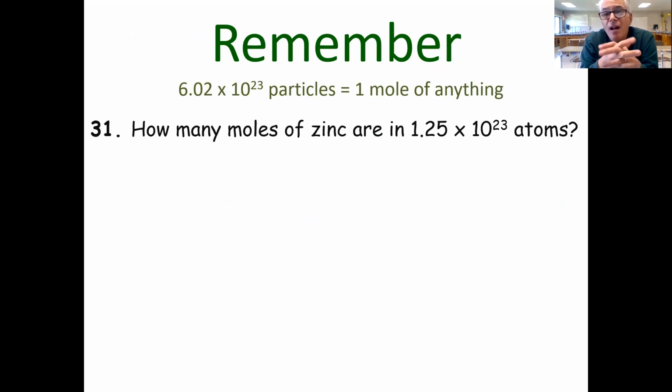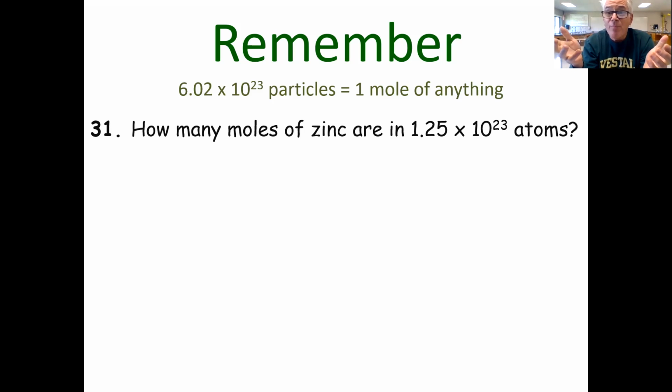Now, this is something we did the other day, Avogadro's number. Remember that funny looking guy, the Italian chemist, Amedeo Avogadro? 6.02 times 10 to the 23rd particles equals a mole of them. You could have that many atoms and have a mole of atoms. You could have that many molecules and have a mole of molecules. In this case, we're talking about zinc. So it's going to be that many atoms of zinc equals a mole of zinc.